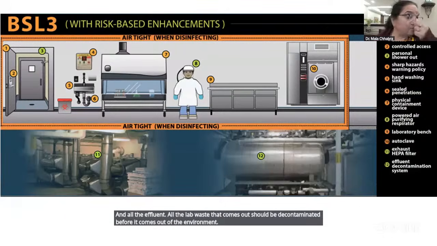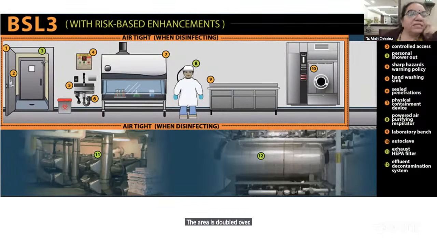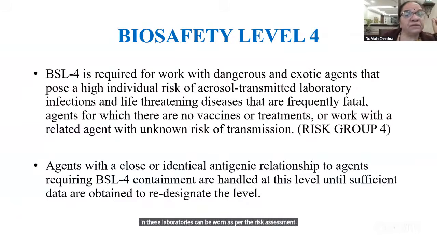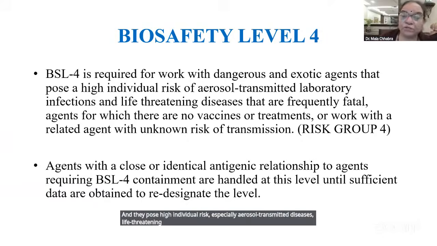The area is double door restricted, which means when one door opens, you have to close it. If you open the first door, unless you close the first door, you cannot open the second door. There should be a hand washing facility inside, and PPE in these laboratories can be worn as per the risk assessment. Coming to biosafety level 4, these handle dangerous or exotic agents, and they pose high individual risk, especially aerosol transmitted, life threatening diseases for which treatment is not known. That is risk group 4.